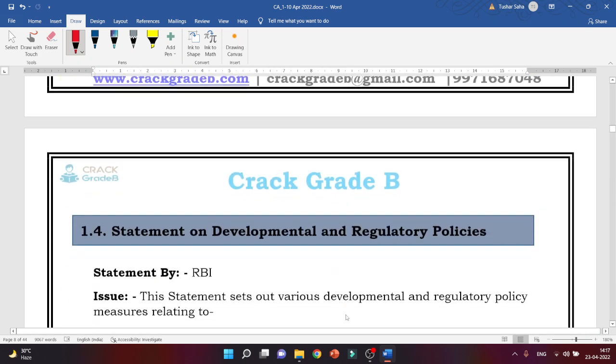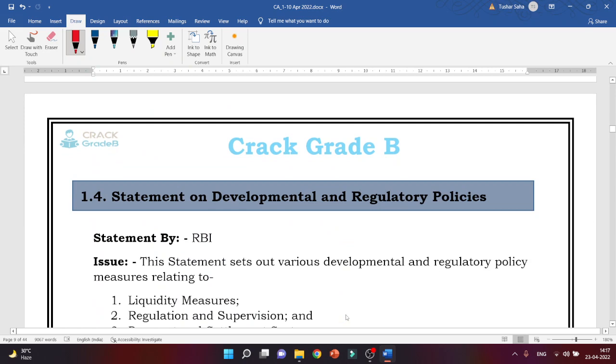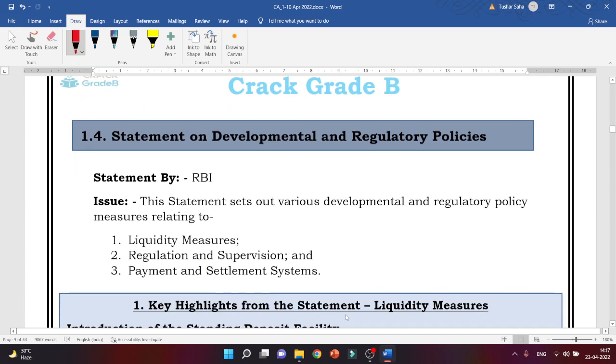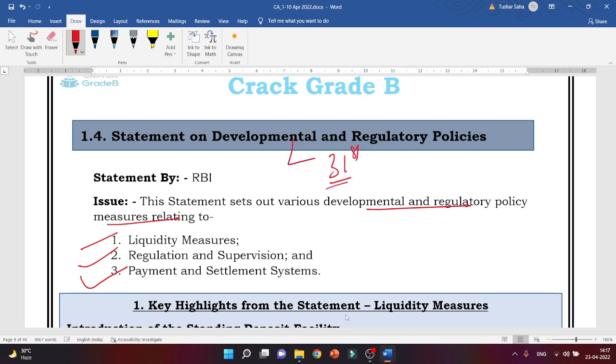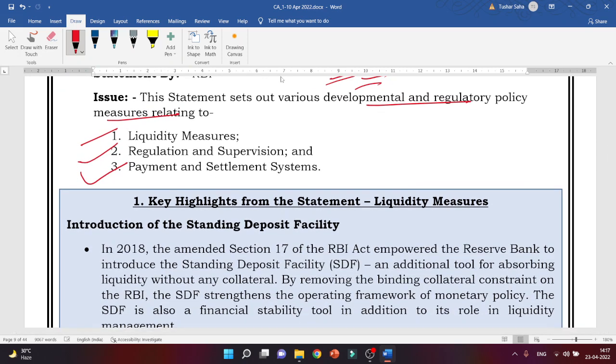So let's move to the next news article, that is the Statement on Developmental and Regulatory Policies. The statement sets out various developmental and regulatory policies relating to three heads: liquidity measures, regulation and supervision, and payment and settlement systems. Since this information has come out after 31st March, what you will find under these heads is the major things that RBI has done throughout the year. That is what you will find.